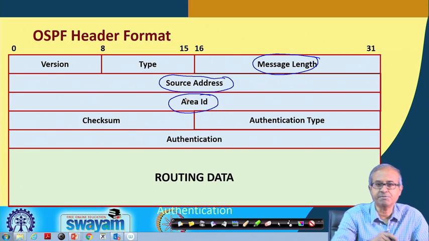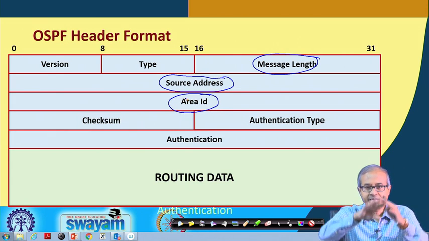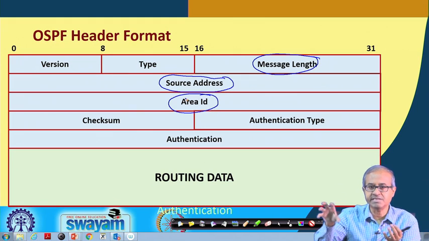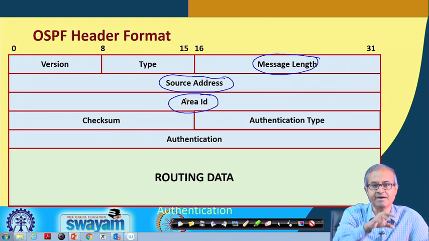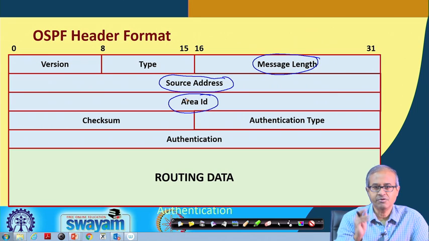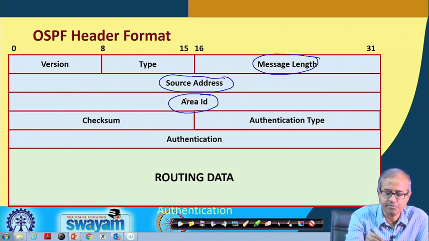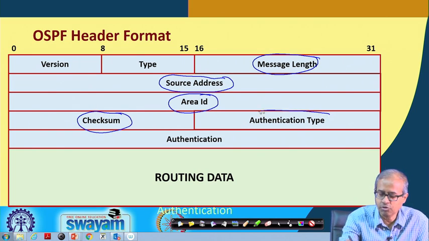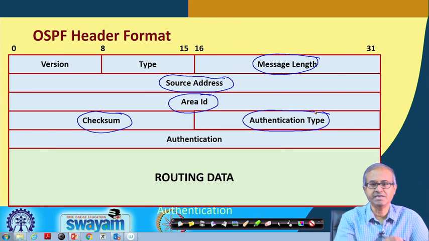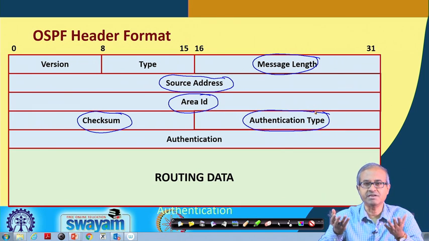Area: here there is a concept of an area. Well, I am not going into detail again. Inside an autonomous system, there is a concept of a zone or an area. You can identify an area, and each area can be given some ID or an address. So, this area ID will contain the ID of that particular area. In this header information, there will be a checksum for error correction.